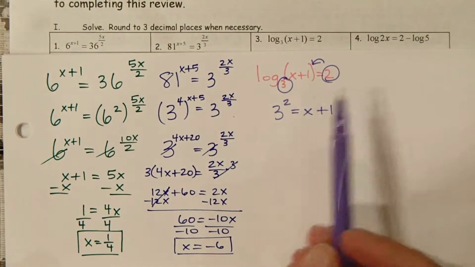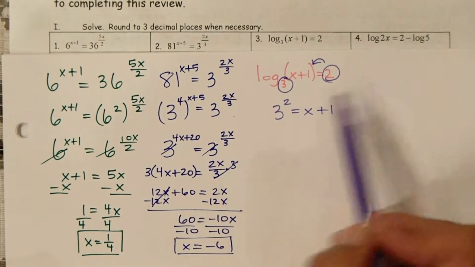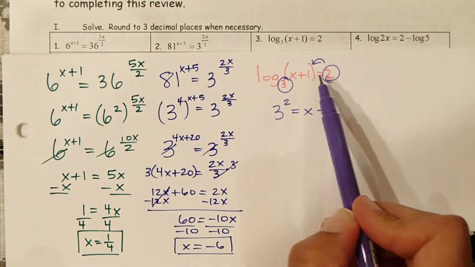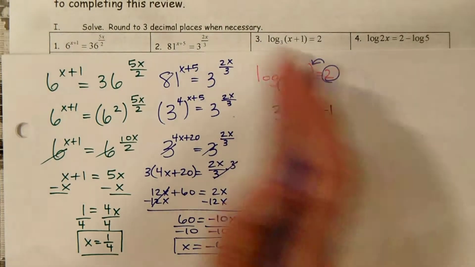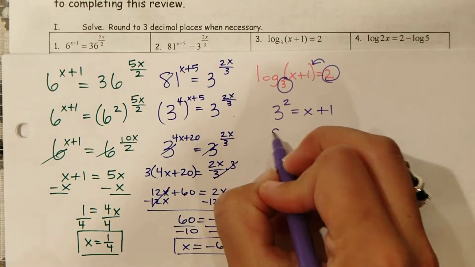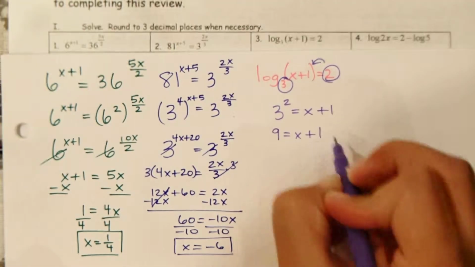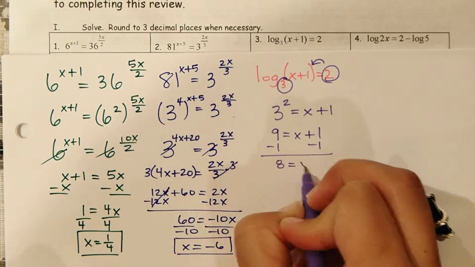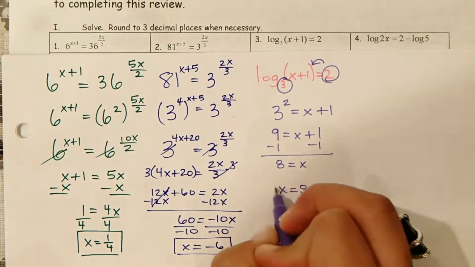This is always a rule. This is always true for logs. The base to this power equals the term with the log. Now that we have it simplified, the log is out of the picture. 9 equals x plus 1, subtract 1, subtract 1. X equals 8.